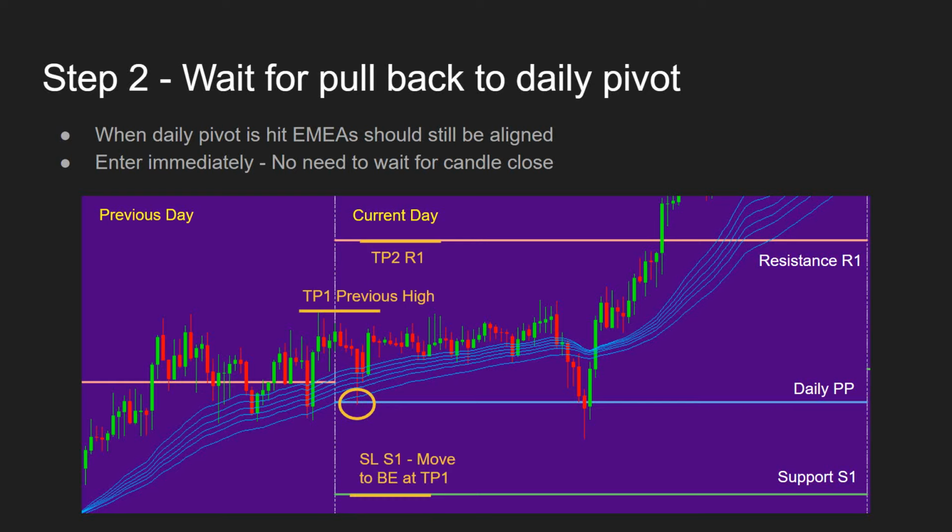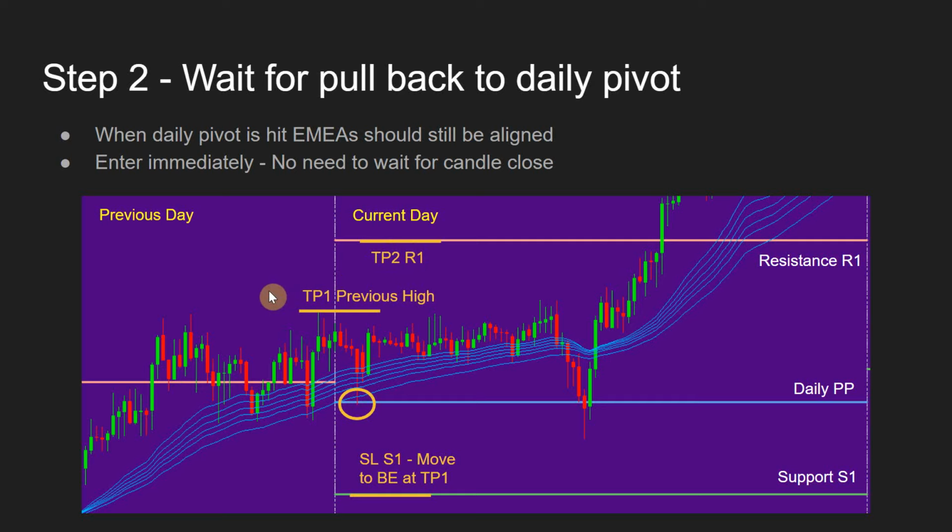Then what we do is set your risk management, 1, 2, 3% depending on how you want to play it. That's a very subjective and personal thing, so I'm not going to go into that in this video. But in terms of stop loss, we set our stop loss at support 1. We then set our take profit 1 at the previous high. So we look at where the highs are for the previous day at this level here, and we set our TP1 there, and then our take profit 2 is at R1.